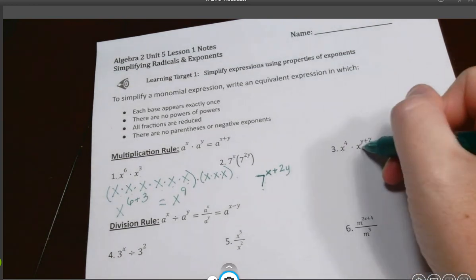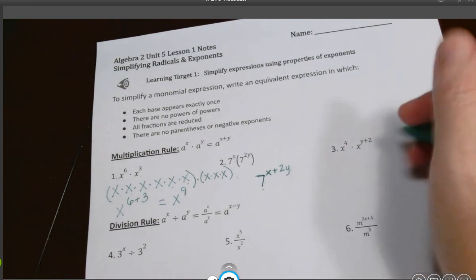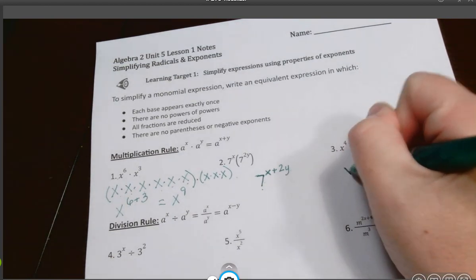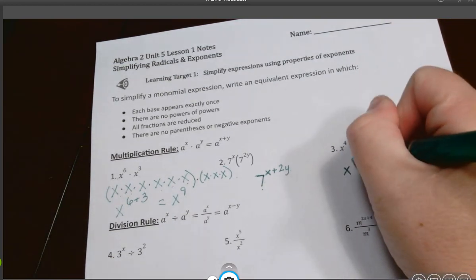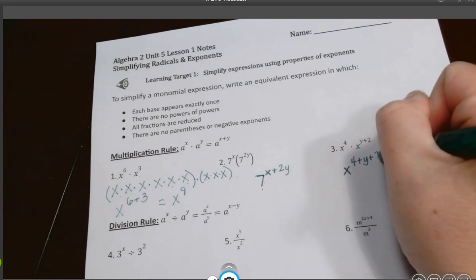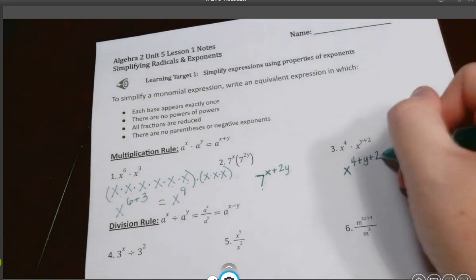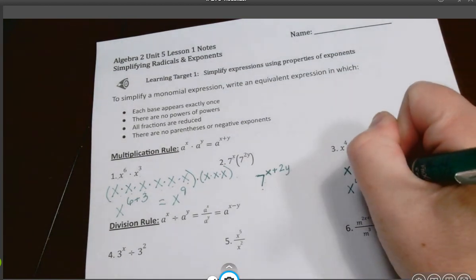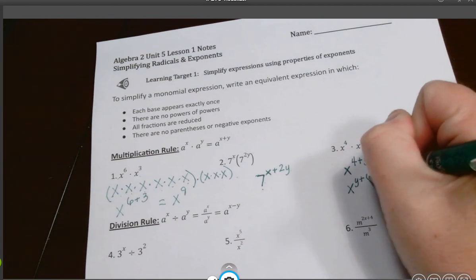All right, here again, my base is x, it's the same base, so when I multiply, I'm going to add my exponents. So keep your base as x, and then add your exponents. All right, I do have some like terms I can combine here. So my final answer will be x to the y plus 6.